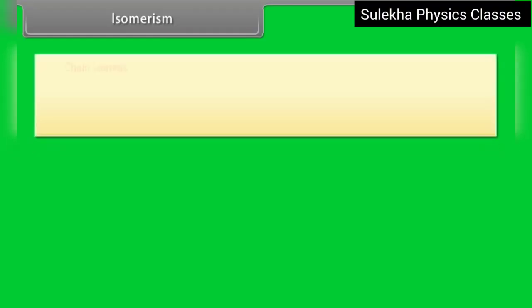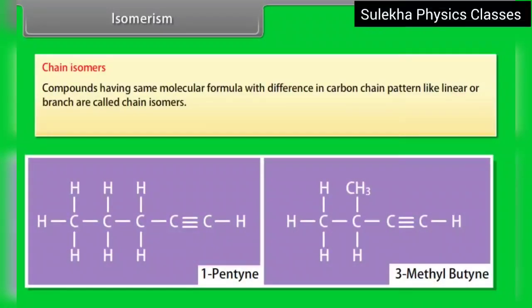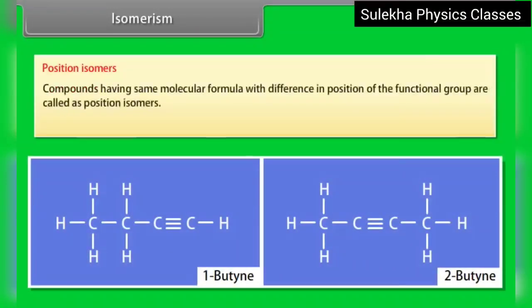Isomerism. Chain isomers. Compounds having the same molecular formula with difference in carbon chain pattern, like linear or branched, are called chain isomers. 1-pentyne is a chain isomer of 3-methylbutyne. Position isomers. Compounds having the same molecular formula with difference in position of the functional group are called position isomers. 1-butyne and 2-butyne are position isomers.